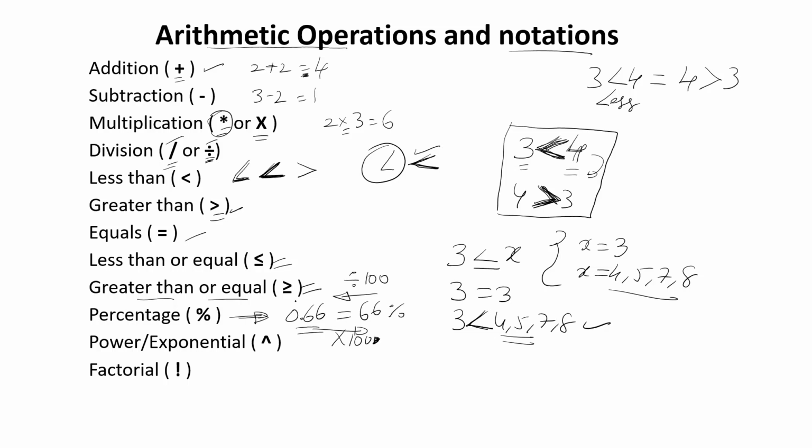Now we will discuss exponents or powers. Sometimes they use 2 to the power of 3 in computers. 2 to the power of 3 means you have to write 2 three times in multiplication: 2 into 2 into 2, that is the power 3. Now coming to the factorial. For example, if you write 4 factorial, you have to multiply from 4 down to 1. So 4 into 3 into 2 into 1. If it is 2 factorial, then 2 into 1.